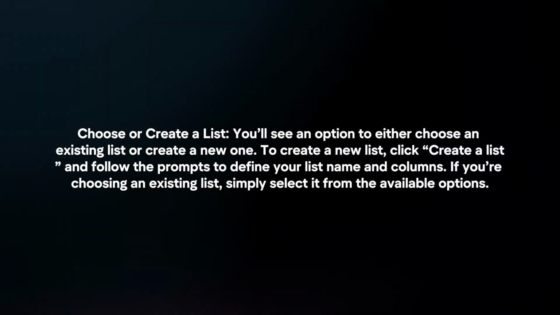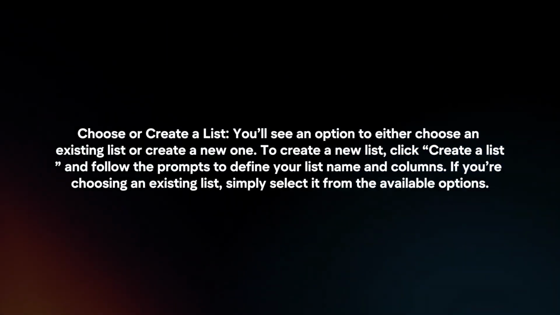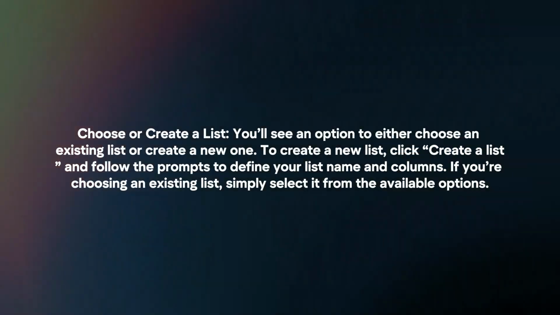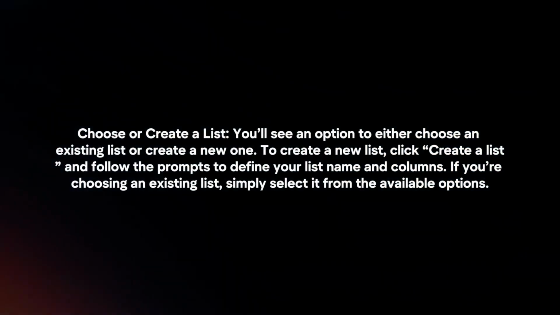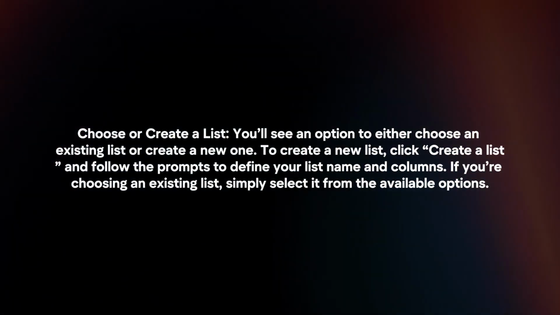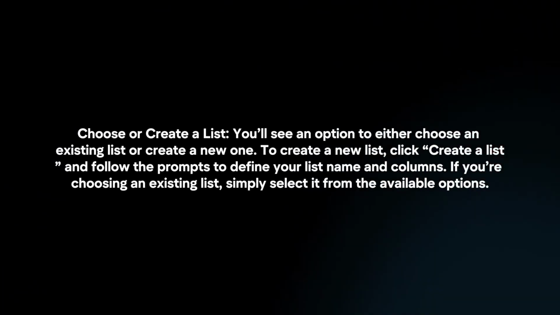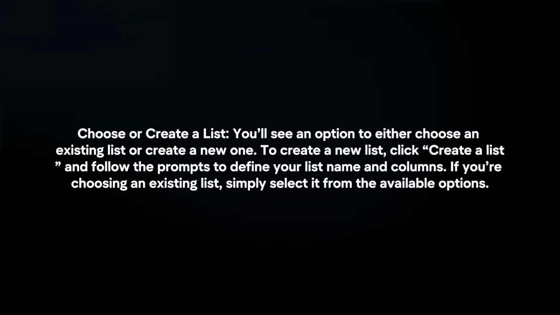Choose or create a list. You will see an option to either choose an existing list or create a new one. To create a new list, click Create a List and follow the prompts to define your list name and columns. If you're choosing an existing list, simply select it from the available options.